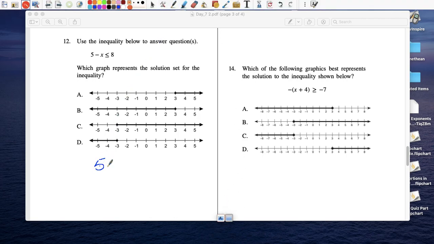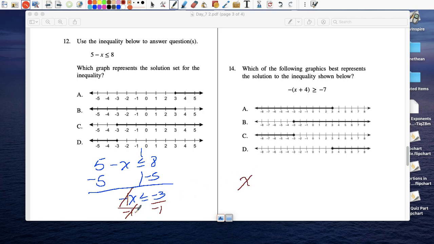So we have 5 minus x is less than or equal to 8. Line in the middle, let's get rid of the 5, so we do minus 5, and negative x is less than or equal to negative 3. Now remember, there's a 1 here, right? So that's not our answer. We want positive x. So I'm going to divide this by negative 1, and we're going to divide the other side by negative 1. Negative 1 divided by negative 1 is positive 1, and 1 times x is just x, which is what we wanted.